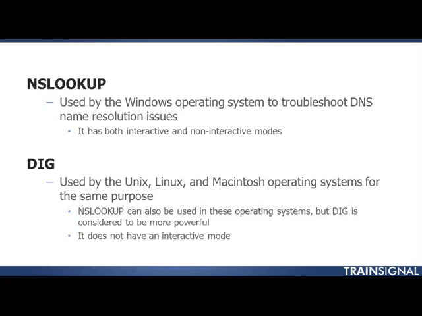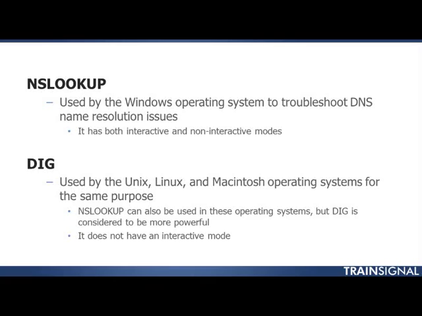Now, if we jump back to NSLOOKUP for a minute, which we would use in the Windows operating system, it is used to troubleshoot DNS name resolution issues. Anything that has to do with host names and DNS, if we're trying to troubleshoot that form of name resolution, we're going to use NSLOOKUP. One key thing that I want you to know about the NSLOOKUP utility is that it has both an interactive and a non-interactive mode.